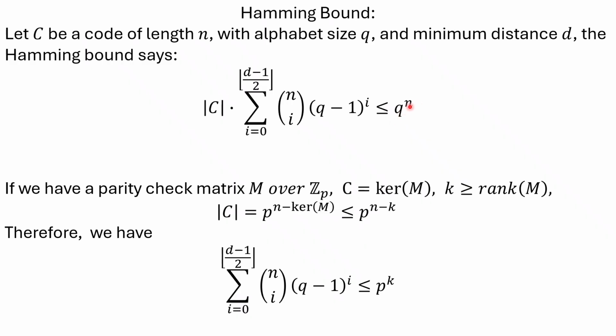q to the power of n. If we have a parity check matrix M over Zp, this is how we're going to use this in our proof, where C is equal to the kernel of M, and k is greater than the rank of M. Then, the size of C is equal to p to the power n minus the rank of M, which is less than p to the power of n minus k. Therefore, if we replace the size of C up here in the equation, we get this equation right here, which we're going to use later.